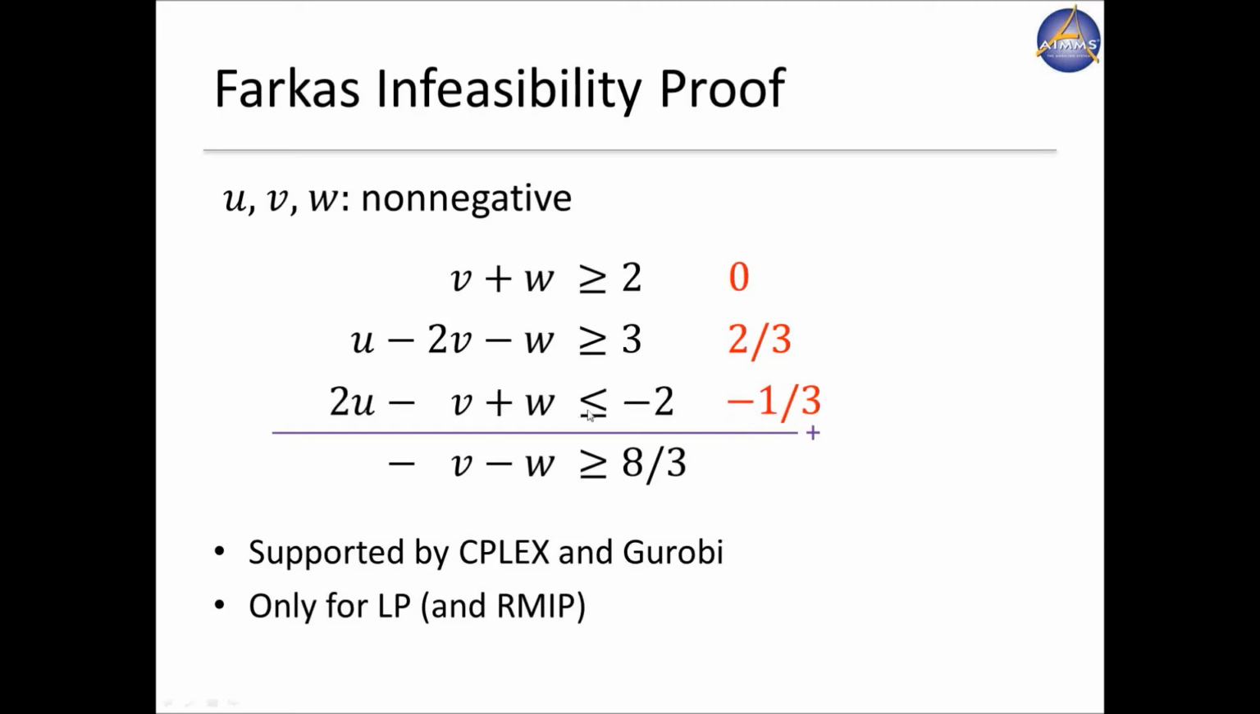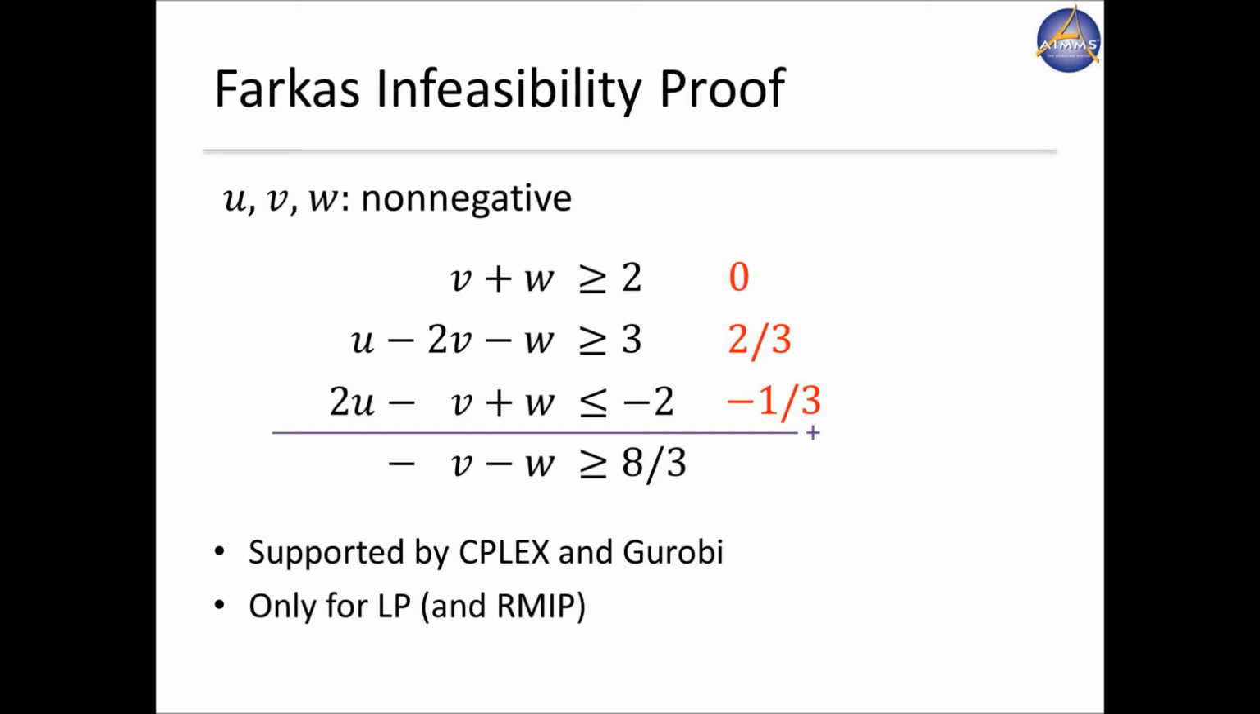And what happens if we multiply the third constraint by -1? Then we get a less than or equal constraint, and then we have a negative coefficient over here, so a non-positive coefficient. So for greater than constraints, we get a positive Farkas coefficient. For less than constraints, we get a negative coefficient. And for equality constraints, we can have a positive or negative one, so there's no limitation there.